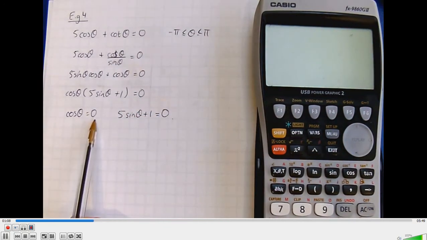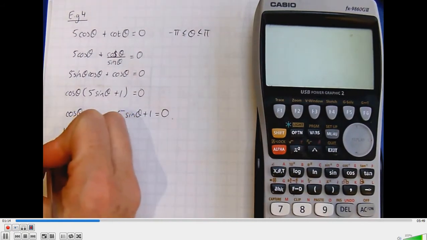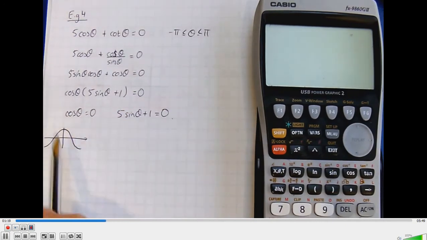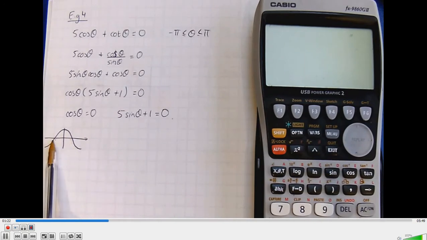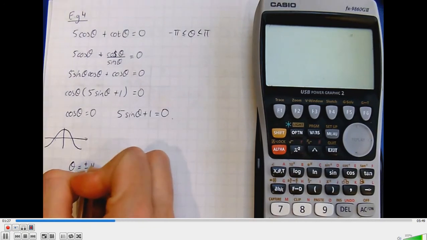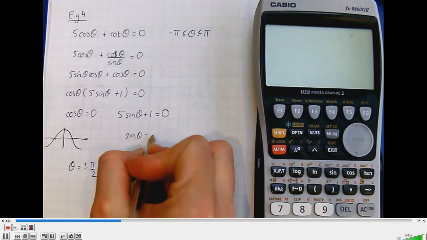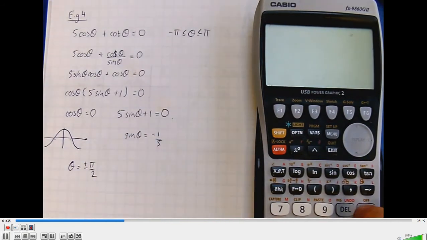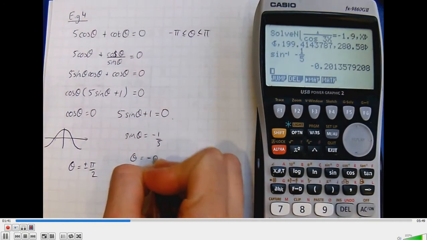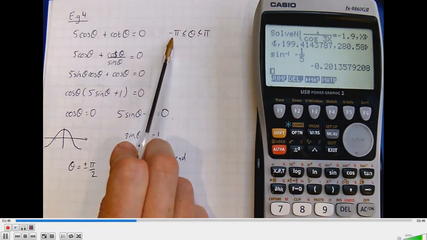So solving cos theta equals 0 in this range, I can just think about my cos graph. Okay, then cos theta is 0 at minus pi over 2 and plus pi over 2. For this one, we have sine theta is negative a fifth, so I'm going to use my calculator to work that one out, and I get theta is negative 0.201 radians.